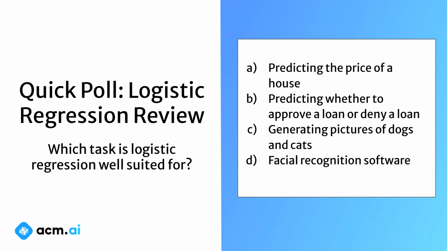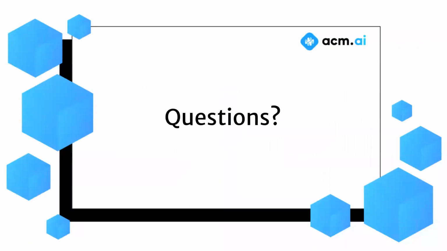C is generation of things. So we're not going to do generation at all with linear regression, so we just cross that out. And the last one, probably closest to one, is facial recognition. It is a classification problem, but a bit too advanced for this regression to handle, so we're not going to include that. But it is still classification. Good job, everyone. Move on to the next slide.